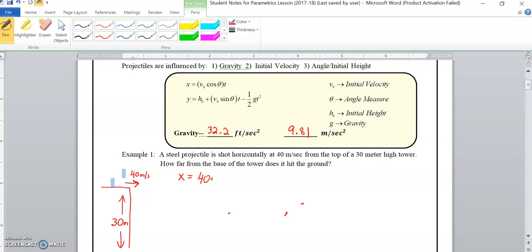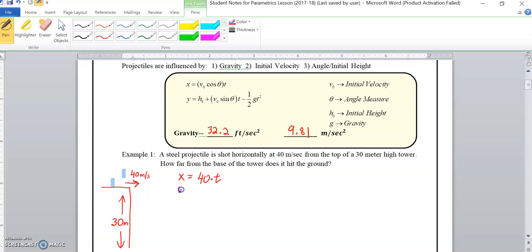Now cosine, what angle do we use here? Well, our angle is 0 because we're just shooting the projectile horizontally. If here's the horizon, we may instead fire the projectile at some angle and then hit down. But here we're just sending it horizontally. So cosine of 0 is 1. So we take 40 times 1 times t, we get 40t. And that's the only component of the x parameter.